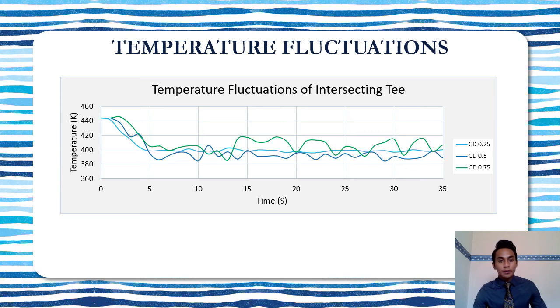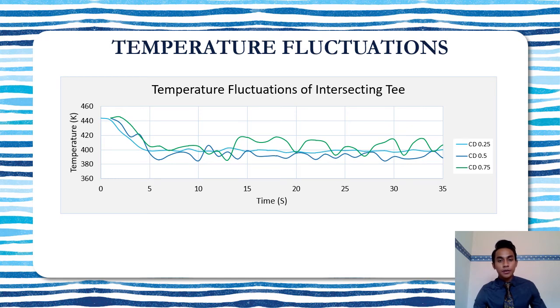At the 0.75D region, which is the green colored line, the fluctuation seems to happen in the time frame of 10 seconds to 15 seconds. These are the most notable fluctuations and may lead to thermal fatigue.